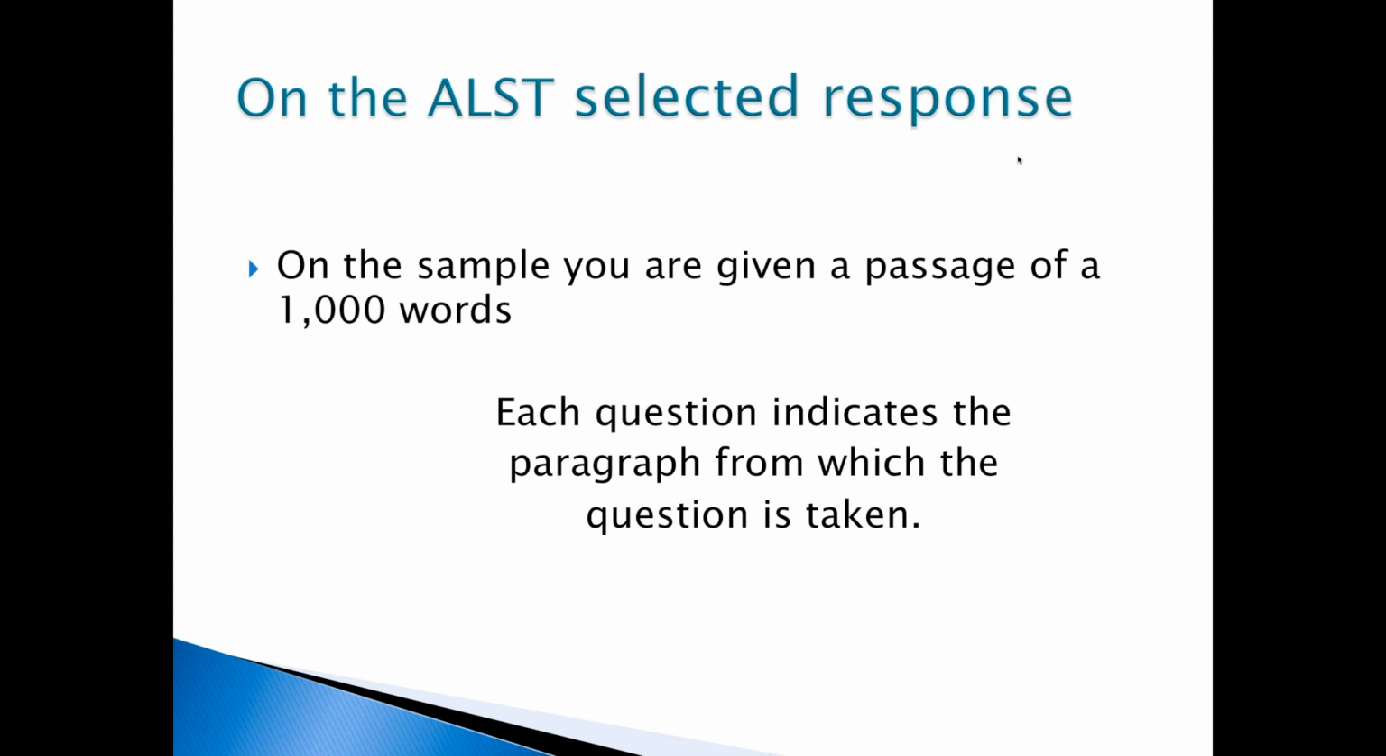On the ALST selected response, on the sample, you're given a passage of just about 1,000 words. That's a fairly long passage. On the sample, I think it's 6 paragraphs. Each question in the selected response, what we used to call multiple choice, indicates the paragraph from which the question is taken. So it will say something like, in paragraph 8, and then quote from paragraph 8, and then ask you what that means.